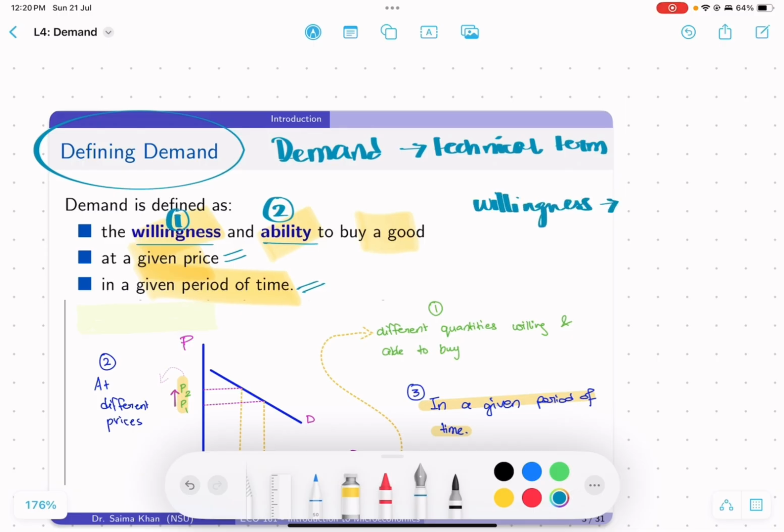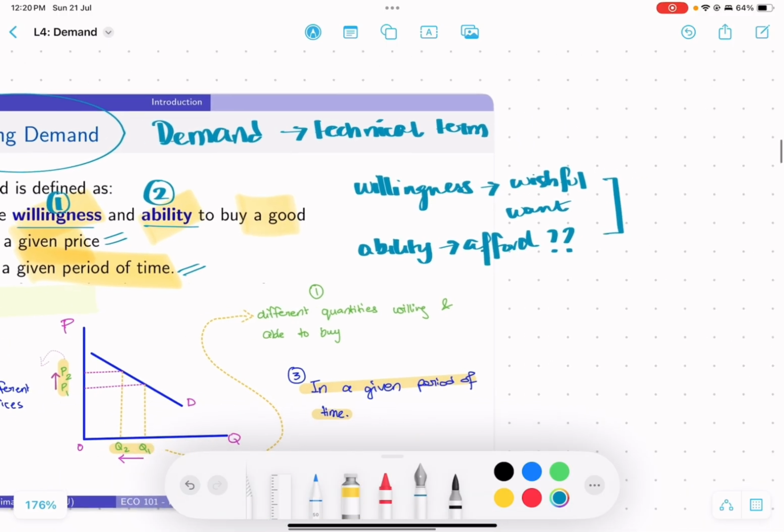By willingness, what do we mean? বাংলায় যদি বলি তাহলে আমরা বলতে পারি যে willingness মানে তোমার ইচ্ছা আছে, you are wishful or you want to buy that good. But চাইলেই তো হয় না. So you must also have the ability, and this is basically looking at, can you afford it? When you put both of these together, only then do you have demand. And of course it is always going to be relative to a particular price.